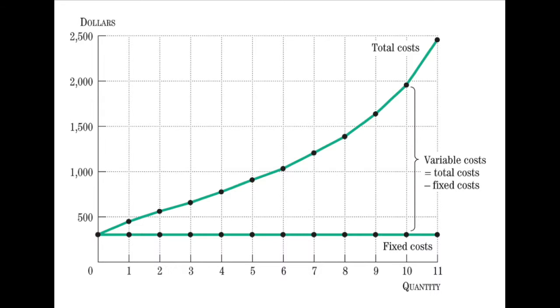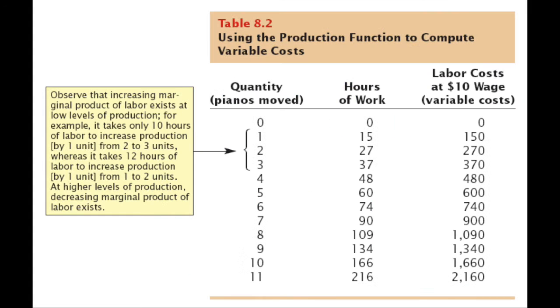day. This represents payments to the fixed inputs, which in this case is 4 trucks and 2 terminals. Once the contract to rent this equipment is made, the firm needs to pay $300 regardless of whether it moves 0 or 10 or 20 pianos. The variable costs represent the labor costs incurred by the firm.